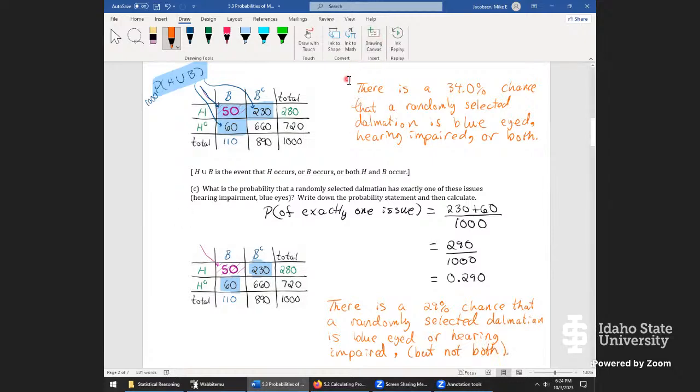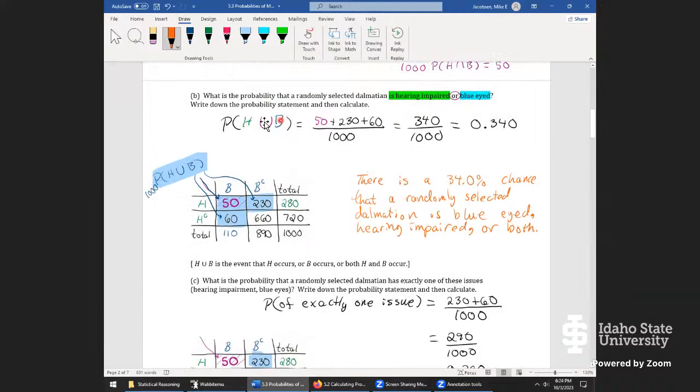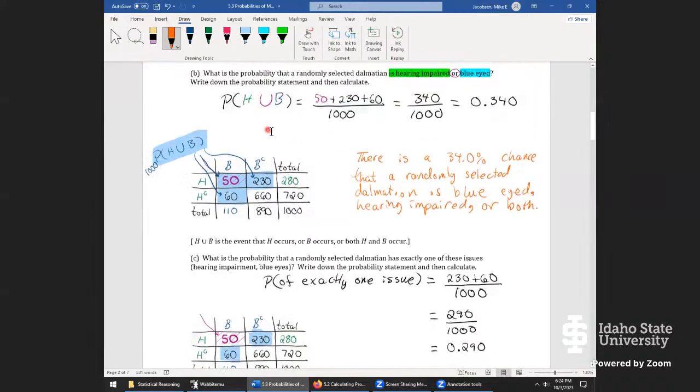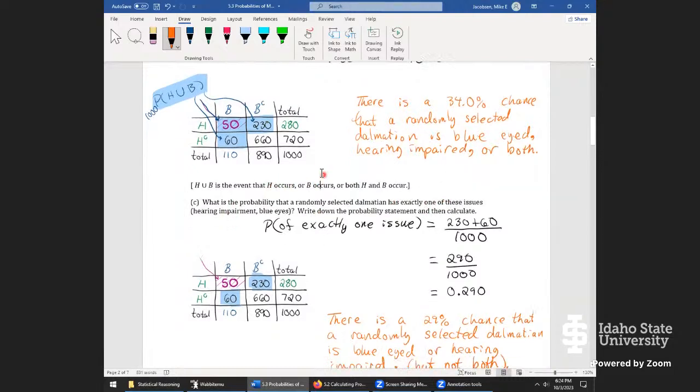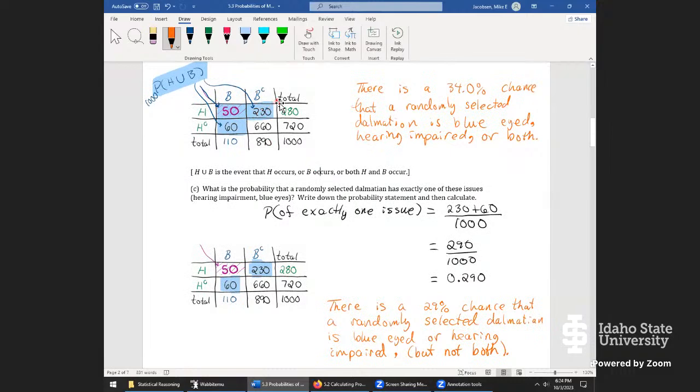Whereas on the top here, if you use an or statement using the union symbol, and they don't say specifically exactly one issue, it's an inclusive or. We're allowing for the possibility that the Dalmatian is blue-eyed, hearing impaired, and the 50 Dalmatians that have both conditions all at the same time. That shot up the chance to 34%. But down here, it drops down to 29%.